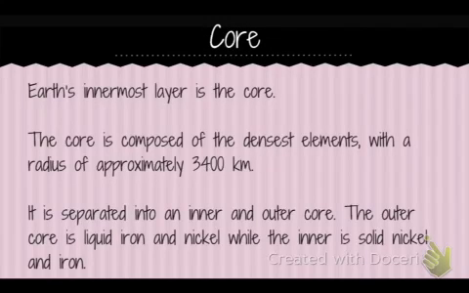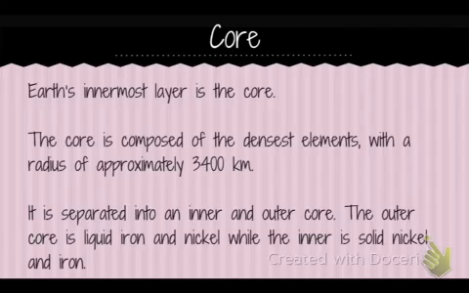The core. The Earth's innermost layer is the core. The core is composed of the densest elements with a radius of approximately 3,400 kilometers. And again, that's including the inner and outer core together. If we consider those to be separate layers, then we consider the mantle to be the thickest layer. But if you combine the inner and outer core, they combined are the thickest.